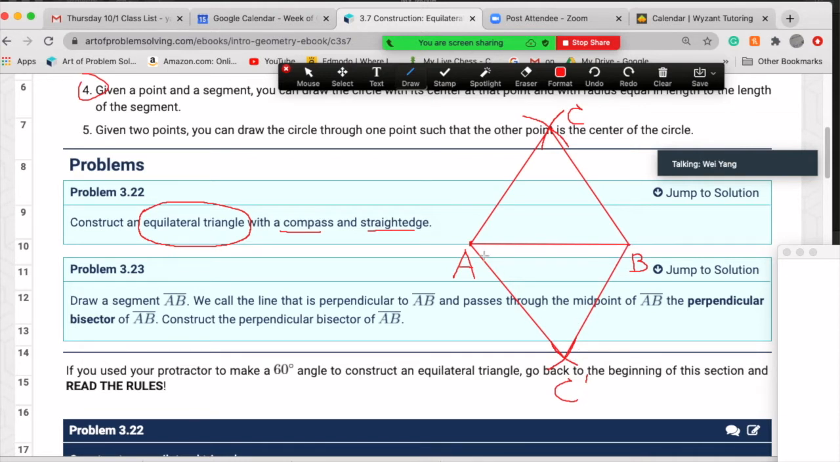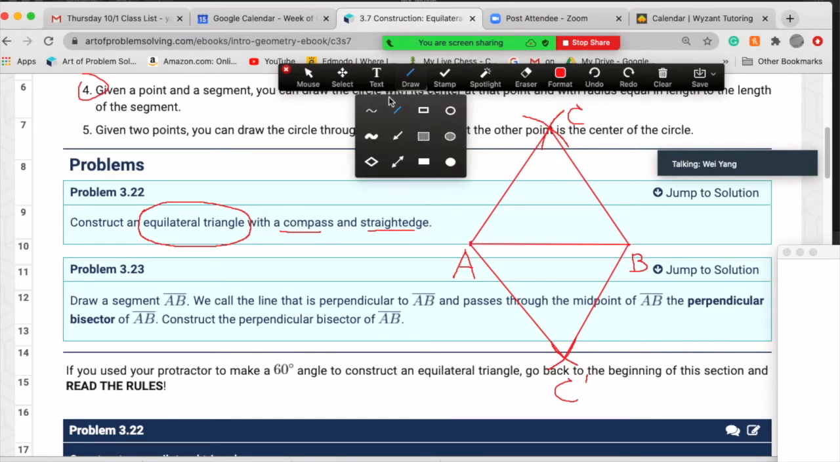Then you get another triangle A, B, C prime. This triangle A, B, C prime is also an equilateral triangle. Each side equals AB. Now let's see, we can prove this. This is very easy. When we draw this arc, we use A as a center, AB as a radius.